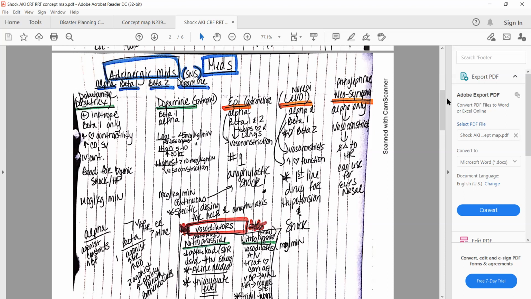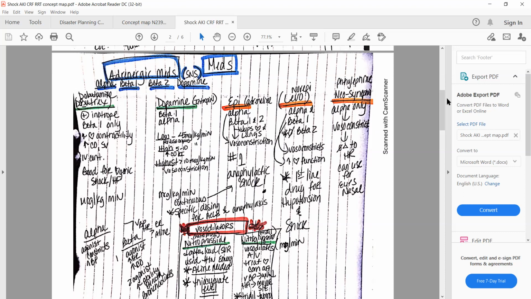Epinephrine. Why do we use epi? First line, anaphylactic shock. Why else could I use it? Cardiac arrest. What if my patient's hypotensive? Would it help? Yeah, it's a vasopressor, right? So it works on alpha, beta 1, beta 2. We use it in dosing all the time for ACLS. When you were talking about pushing epinephrine in a team, we push it all the time.